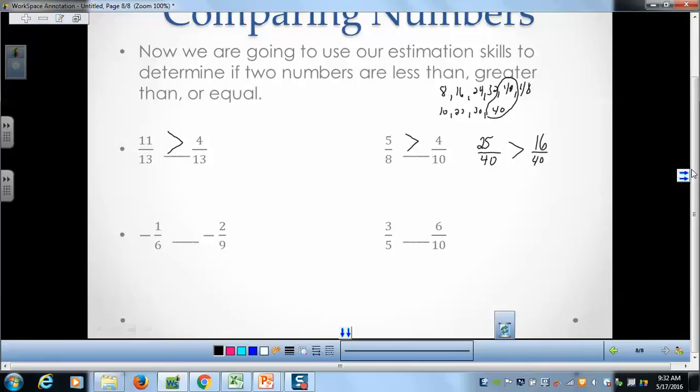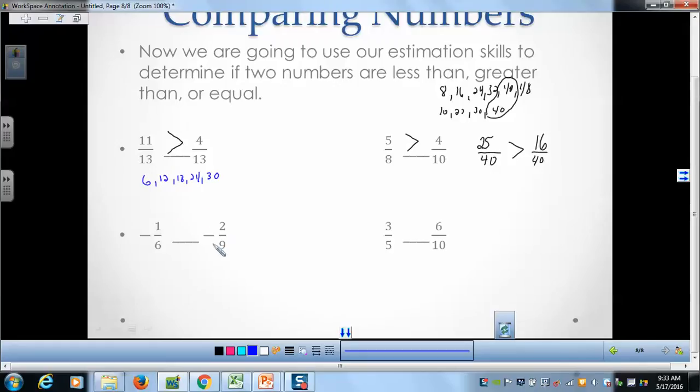All right. So now if we look at the next two examples here. I've got -1/6 and -2/9. In this case, it may be a little hard to estimate which number is a little bit bigger or smaller. So what we might want to do now is find a common denominator. So once again, I'm going to count by sixes: 6, 12, 18, 24. And I usually write the first 5 or 6 out.